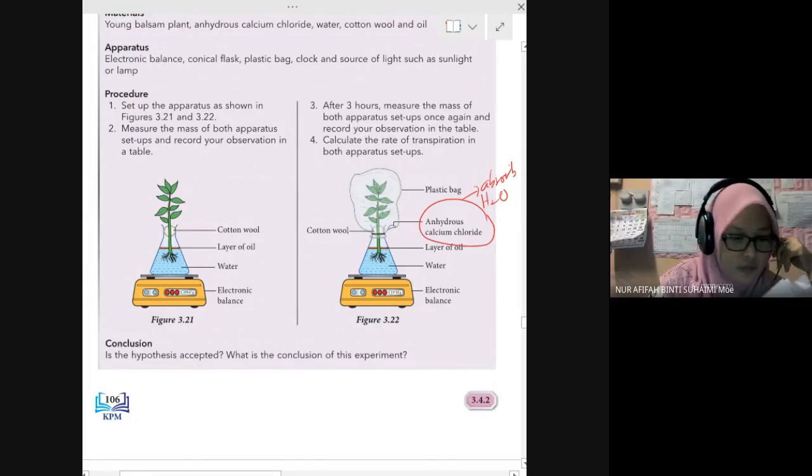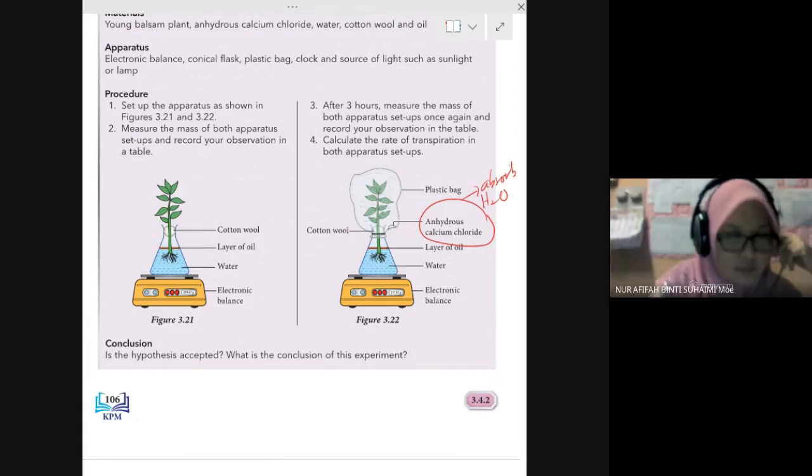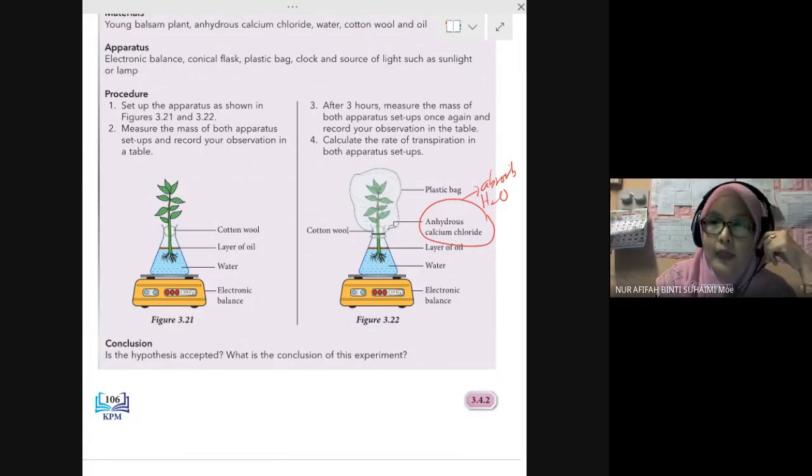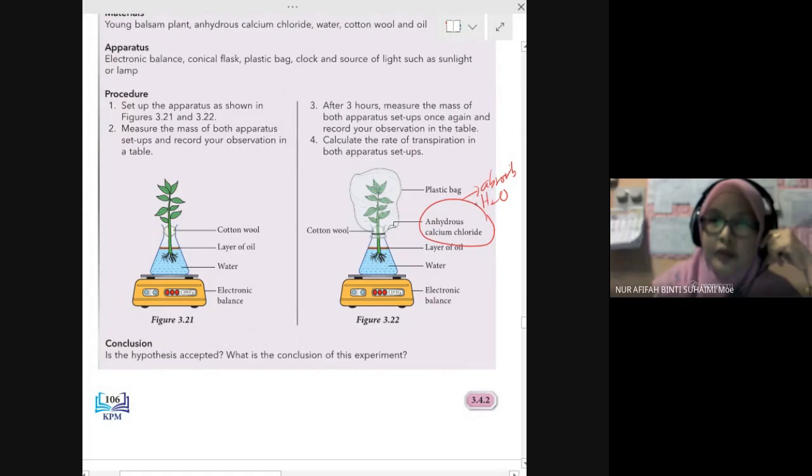Can anyone respond? Anyone? What do you think? Which one is more humid? The one covered with plastic bag or exposed to the air? Figure 3.22? No.